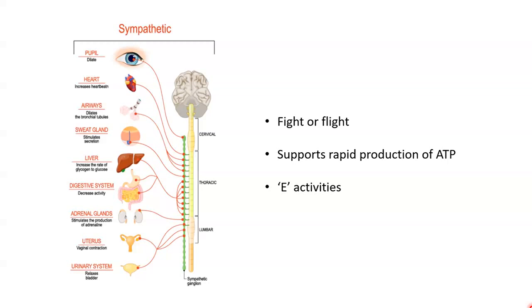Besides physical exertion, various emotions, such as fear, embarrassment, or rage, can stimulate the sympathetic division. And a nice way to remember some of the functions that occur with sympathetic stimulation is thinking about the body changes that occur with E activities. So our E activities include exercise, emergencies, excitement, and embarrassment.